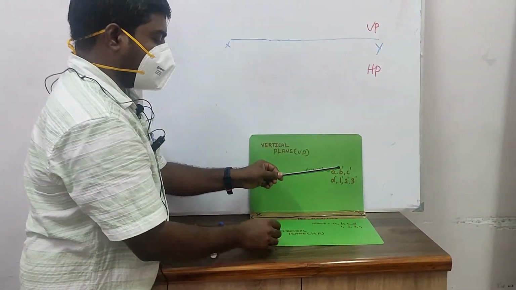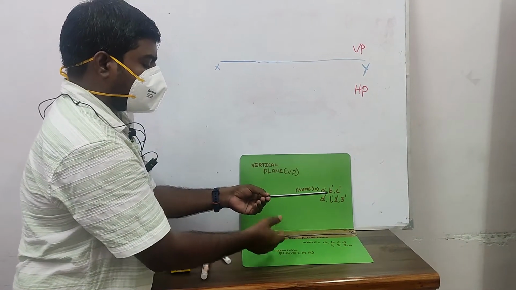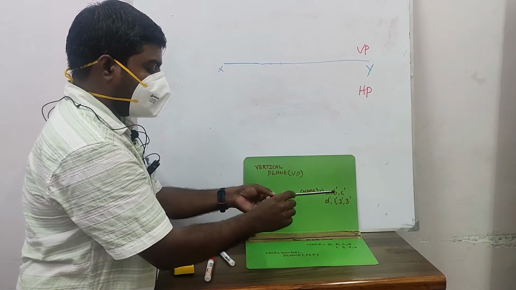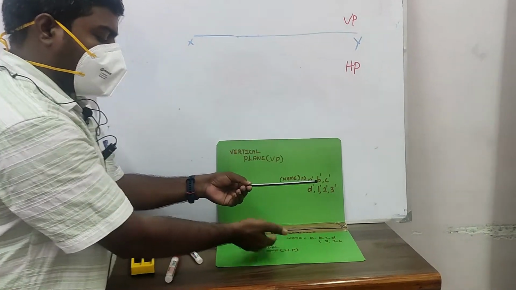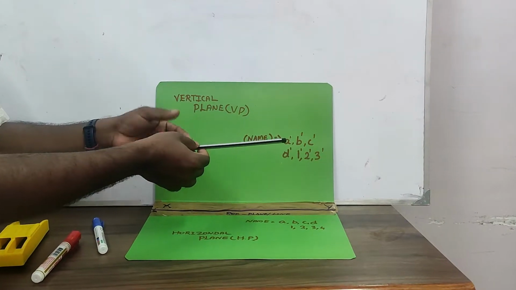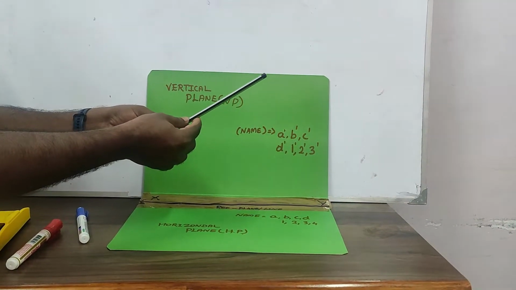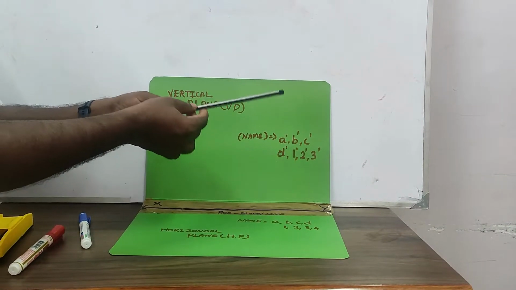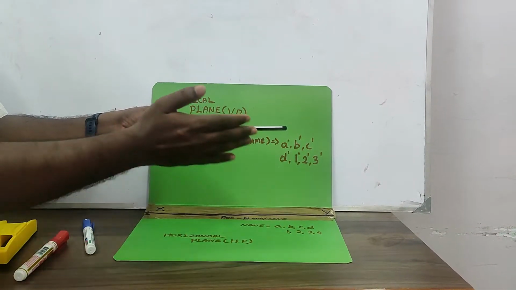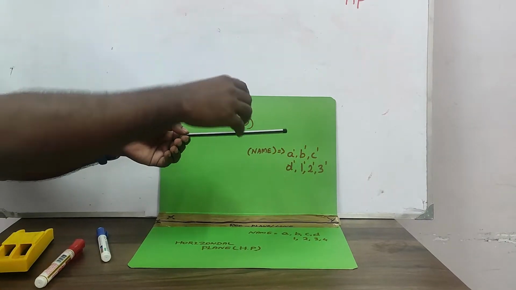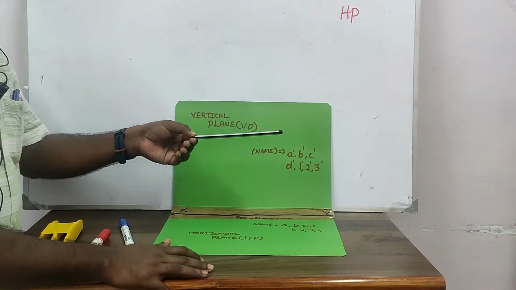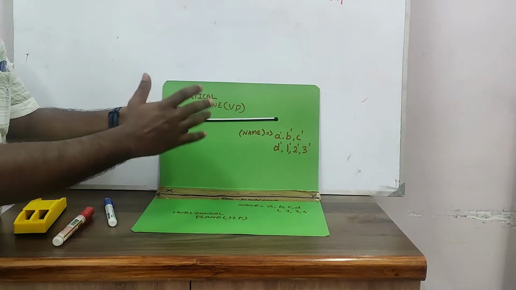Second, let me tell you, now it was flat. Let us say it is 45 degrees inclined to the horizontal plane, above the horizontal plane, in front of the vertical plane. If it is a 45 degree inclination, it should be like this. In the normal case, whatever the front view and top view, if you see, you will get the true length. So let us take this case.